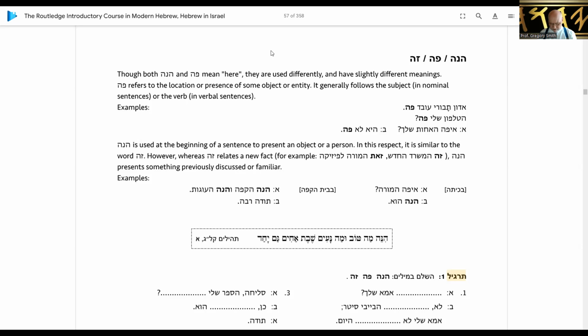We're now in unit 2. In unit 2, we're covering more vocabulary and a lot more grammar details. I'm going to do a little bit of review here.